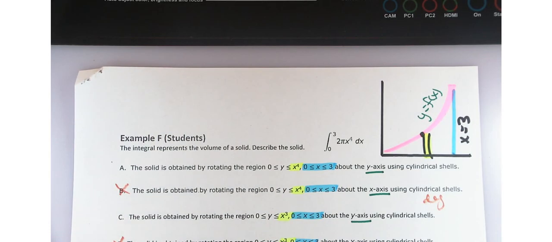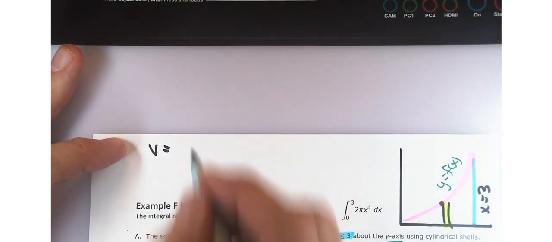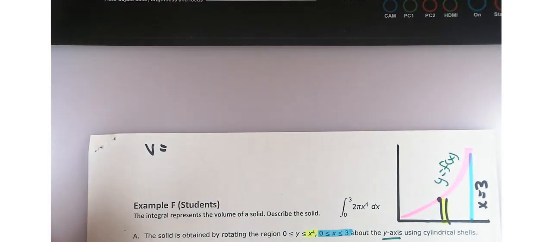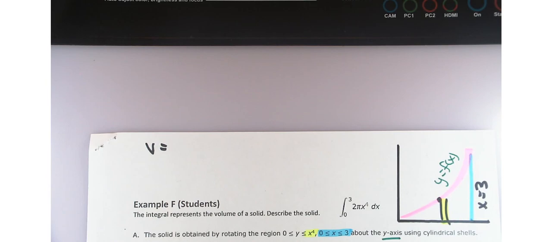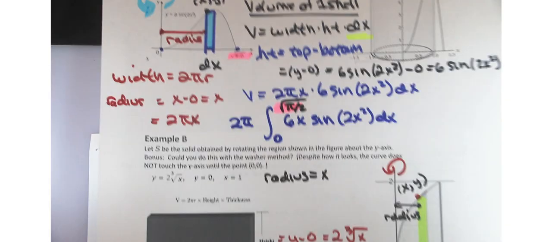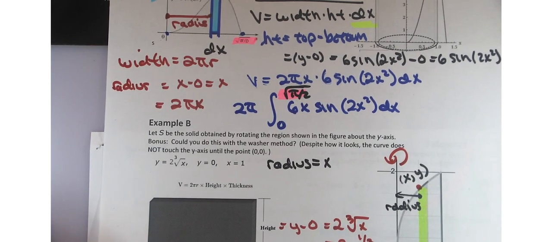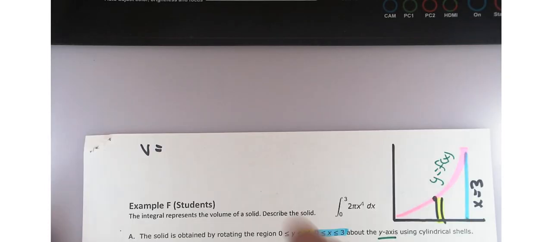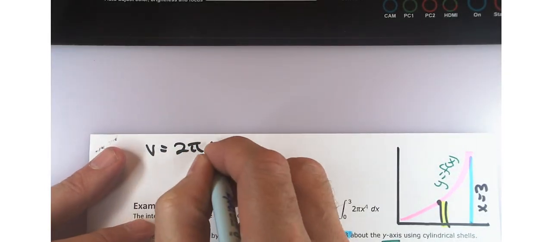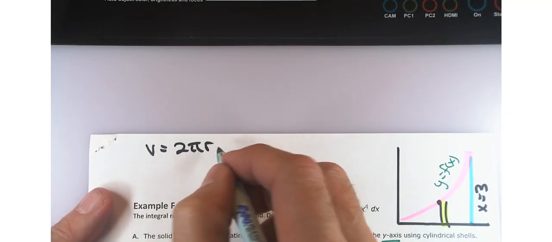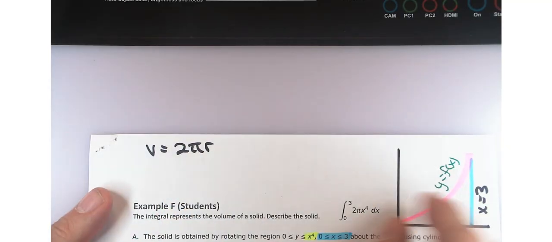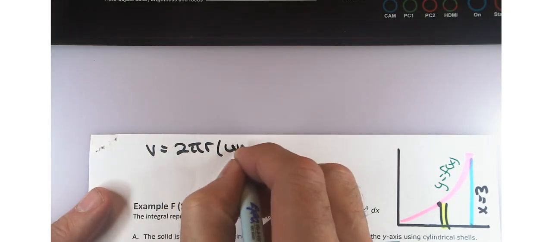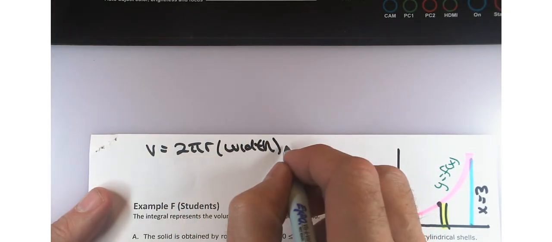If we follow through on our calculation, remember the volume of one of these shells is really going to be the volume of a rectangle. We looked at that in the last video, so to remind you, it's the volume of this rectangular solid, which comes from the circumference on the top, the height here, and then the thickness. The thickness for us is going to be our dx. So 2 pi r times the height, well, I'll call this the width, times the thickness.